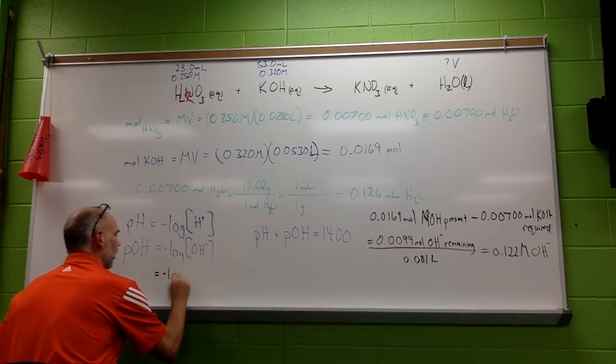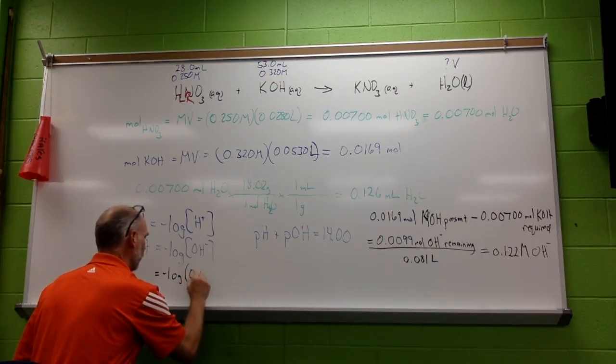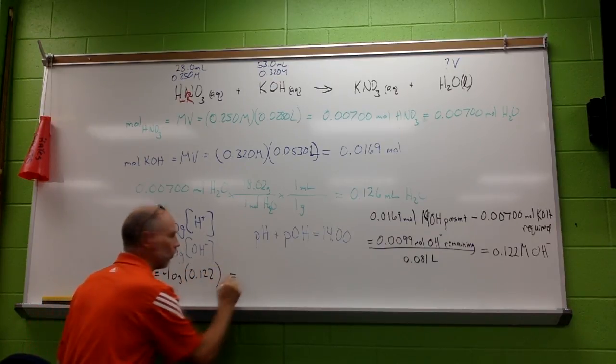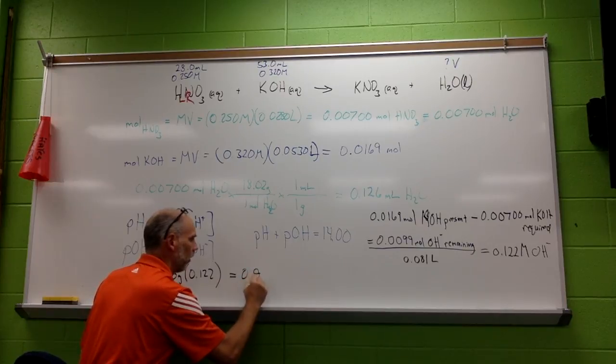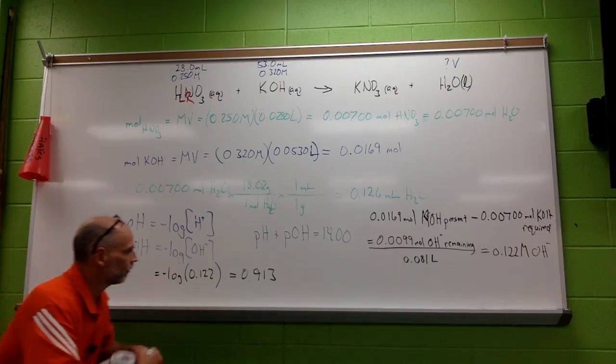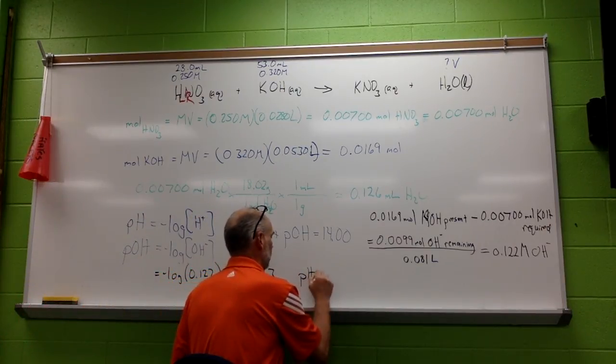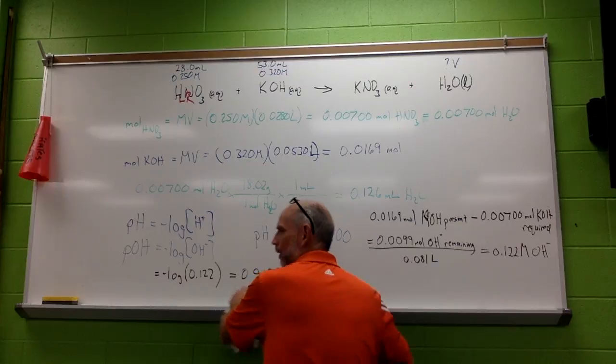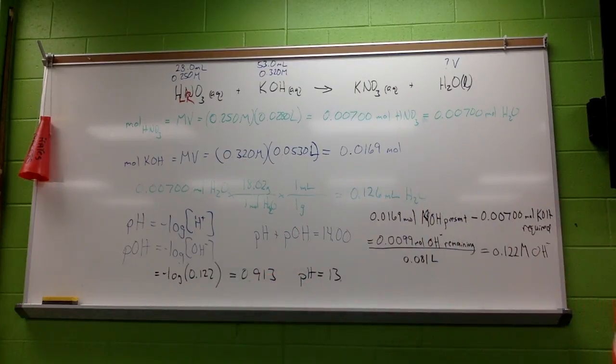So, negative log of 0.122 equals 0.913. There's our pOH. But I'm asking for what is the pH, so we're going to subtract that from 14. We're going to get a 13.1-ish. Yeah, probably. I've kind of quit keeping track.